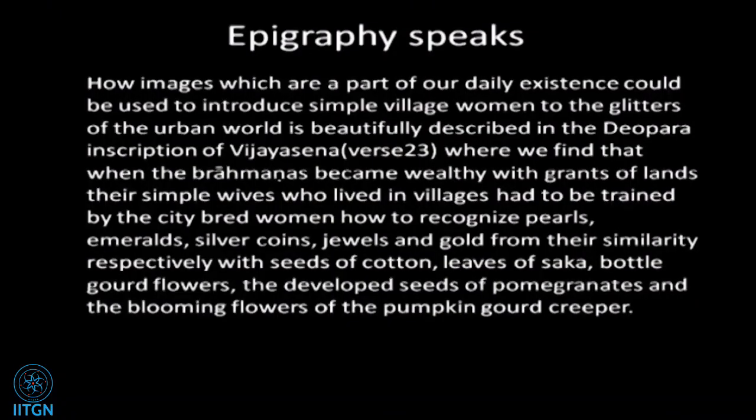So you have a beautiful description, verse 23, where you find that when the Brahmanas became wealthy with grants, as I mentioned, the simple wives who lived in villages had to be trained by the city-bred women how to recognize pearls, emeralds, silver coins, jewels, and gold from the similarity, respectively, with seeds of cotton, leaves of a shaka (shaka means a green plant), bottle gourd flowers, the developed seeds of pomegranates, and the blooming flowers of the pumpkin gourd creeper. So through this, you can actually understand the different kinds of stones, semi-precious stones.